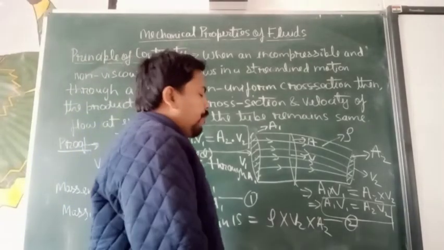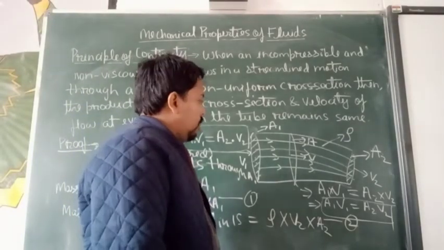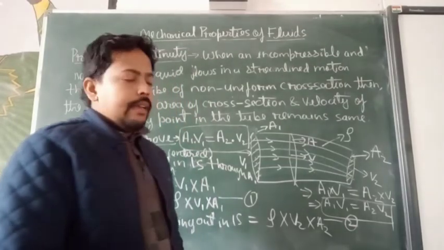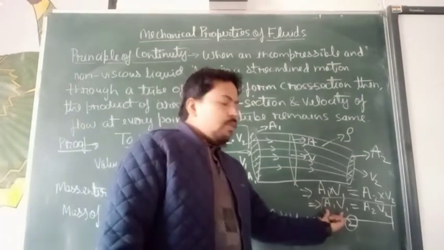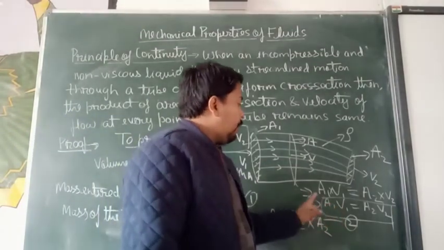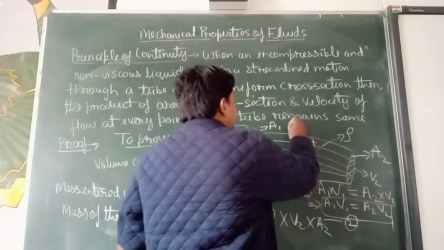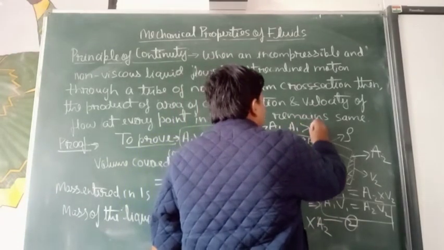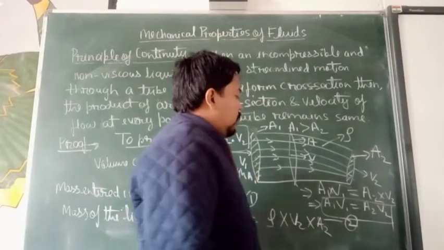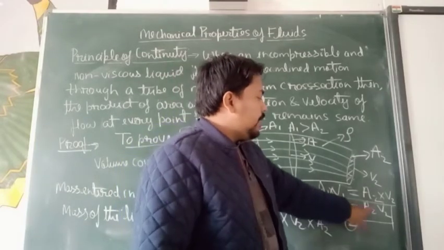So what is our final conclusion from here? From here you can conclude that to hold this equality, it is very important that the area A1 is greater than A2. So that means this quantity is greater than this quantity A2.